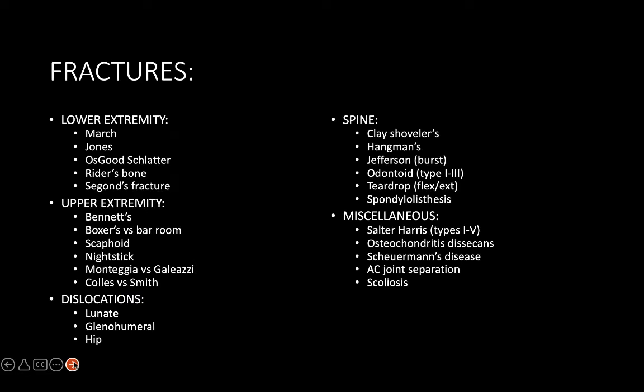So there's a bunch of different fracture varieties. Some are very specific to regions of the body. So for example, Osgood-Schlatters, which is more of a micro-traumatic injury, is specific to the knee. Same thing with upper extremity, many very specific fracture types. We'll go through some dislocations, fractures of the spine, and then some miscellaneous injuries. So let's just jump right into it.